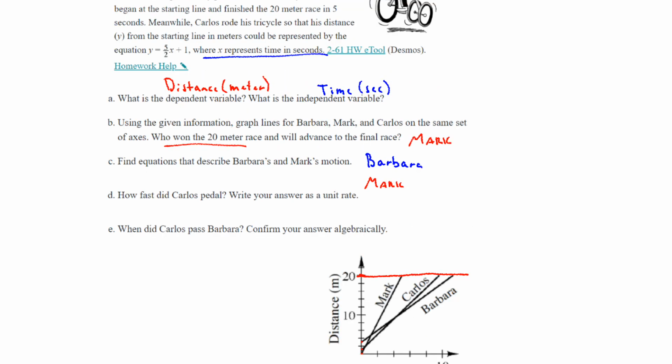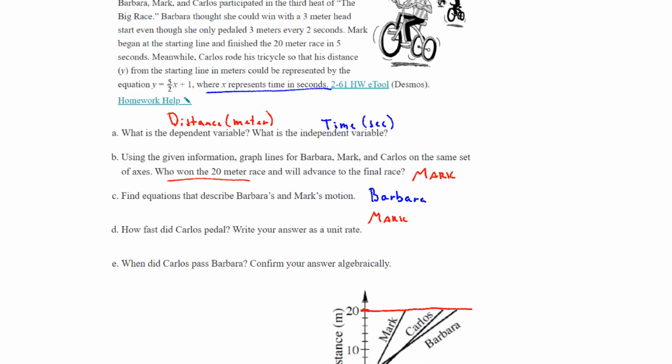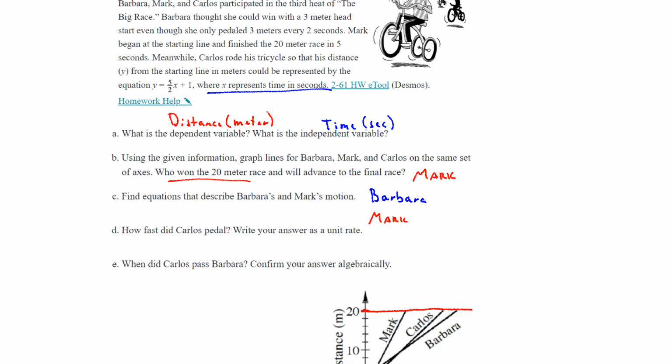On part C, write the equations for Barbara and Mark. So going back up, looking at what Barbara did. Barbara thought she could win with a 3-meter head start, even though she only pedaled 3 meters every 2 seconds. So Barbara's equation, her rate of change is 3 meters every 2 seconds, so that would be 3 over 2 x, but she is getting a 3-meter head start, so that would be plus 3.